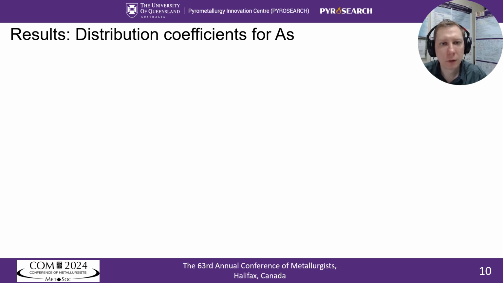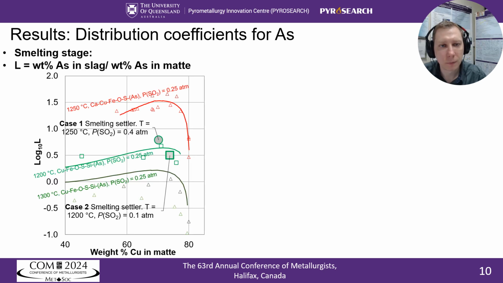Let's now have a look at the distribution coefficients of arsenic for the conditions of smelting and converting. For the regime of complete dust recirculation, it is these values that will determine the final partitioning of arsenic between the anode copper and discarded slag.